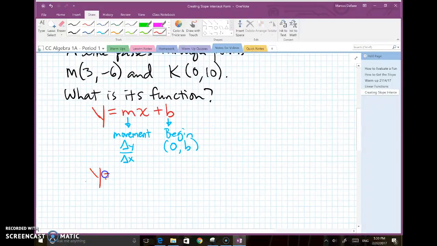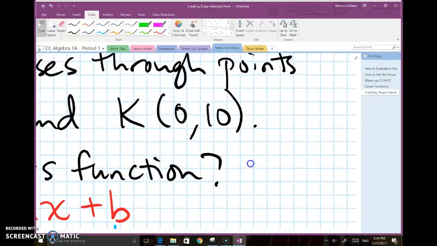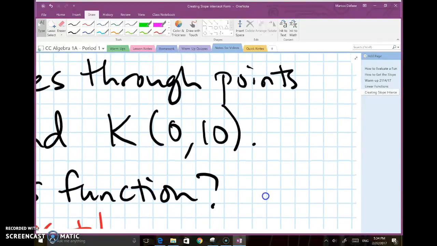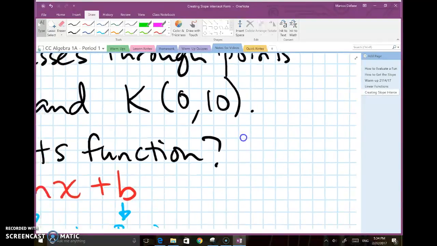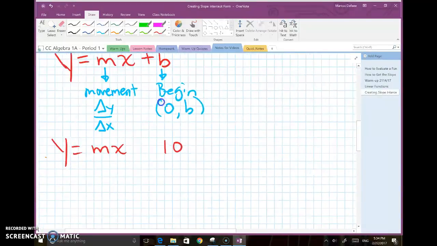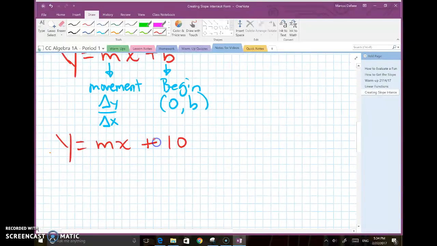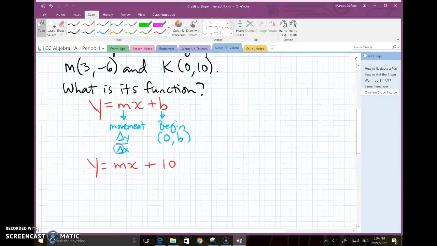I get y is equal to mx, because I still don't know what my slope is, and then the number 10. Now this 10 will be either a positive or negative, depending on what you're given. Now, if you look here, the 10 is clearly a positive. So I need to put the sign that represents this idea. Therefore, I put a plus sign. So now it's y equals mx plus 10. Okay, so now I need to get my slope.